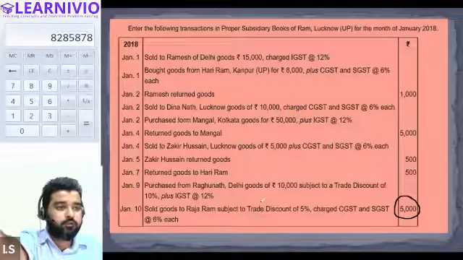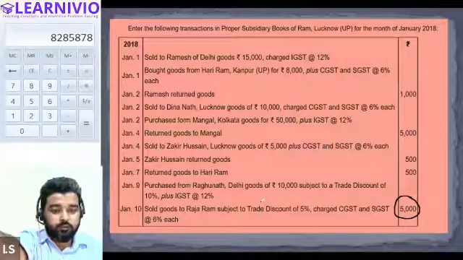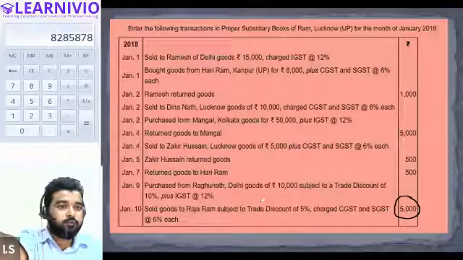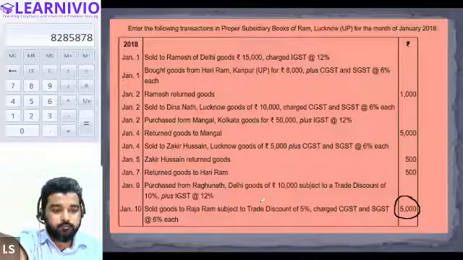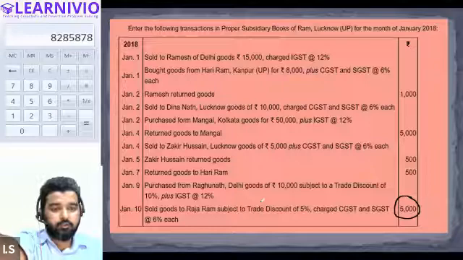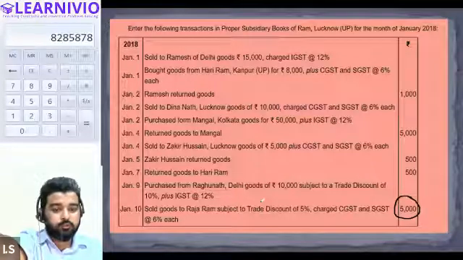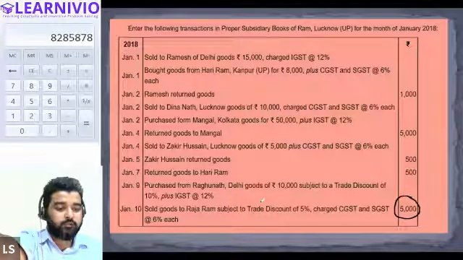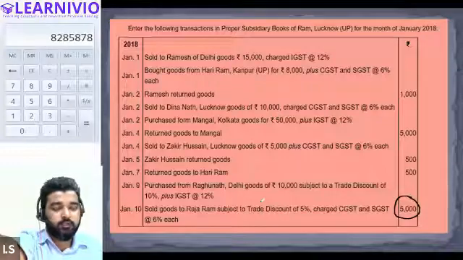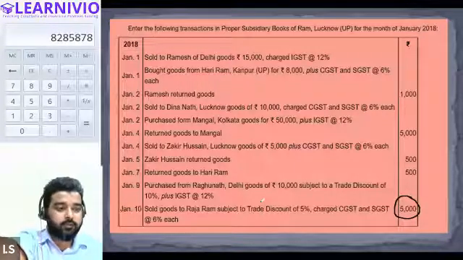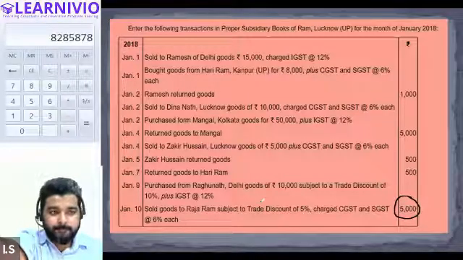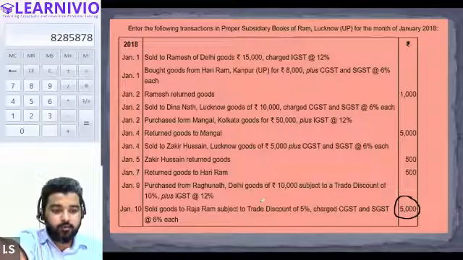Sir, I'm done. Okay, very good. Sir, the total answer of all accounts I got is 1,23,380. How can you calculate the total answer of all the accounts? It's not possible. You'll have to calculate the total value of the purchase account separately, sales account separately, sales return separately, and everything separately. Okay, yeah, I did that, but I'm just saying all together.